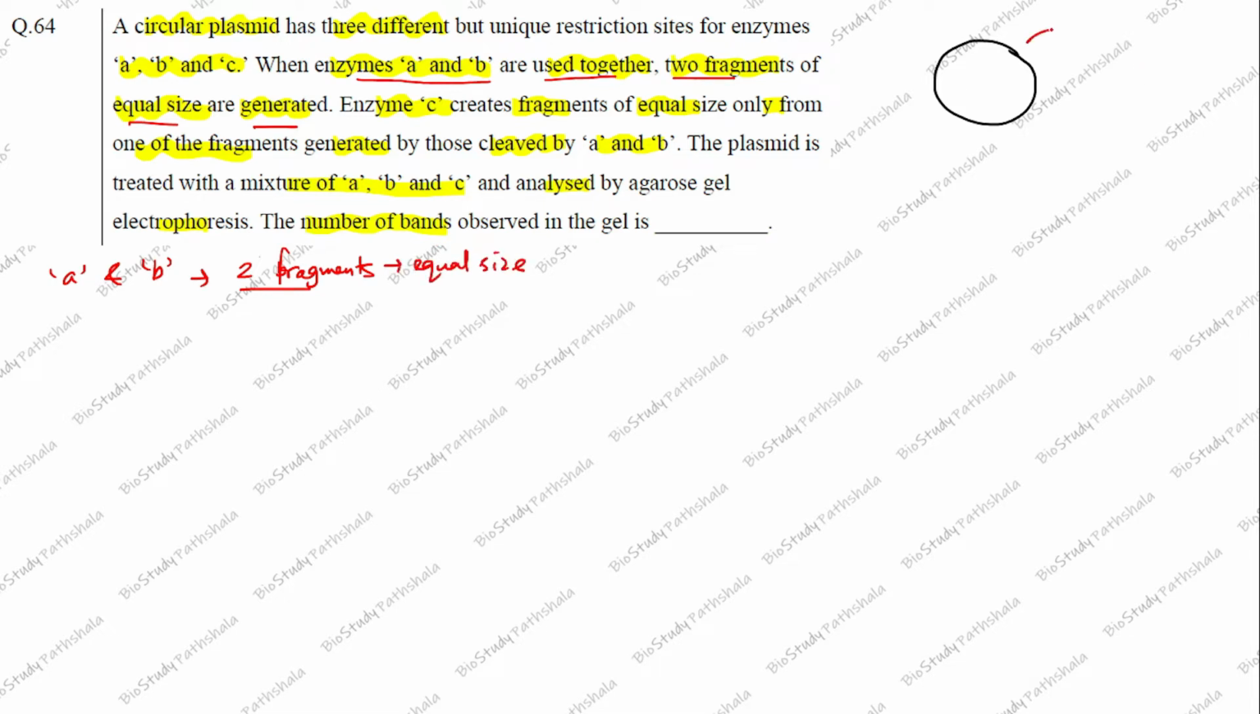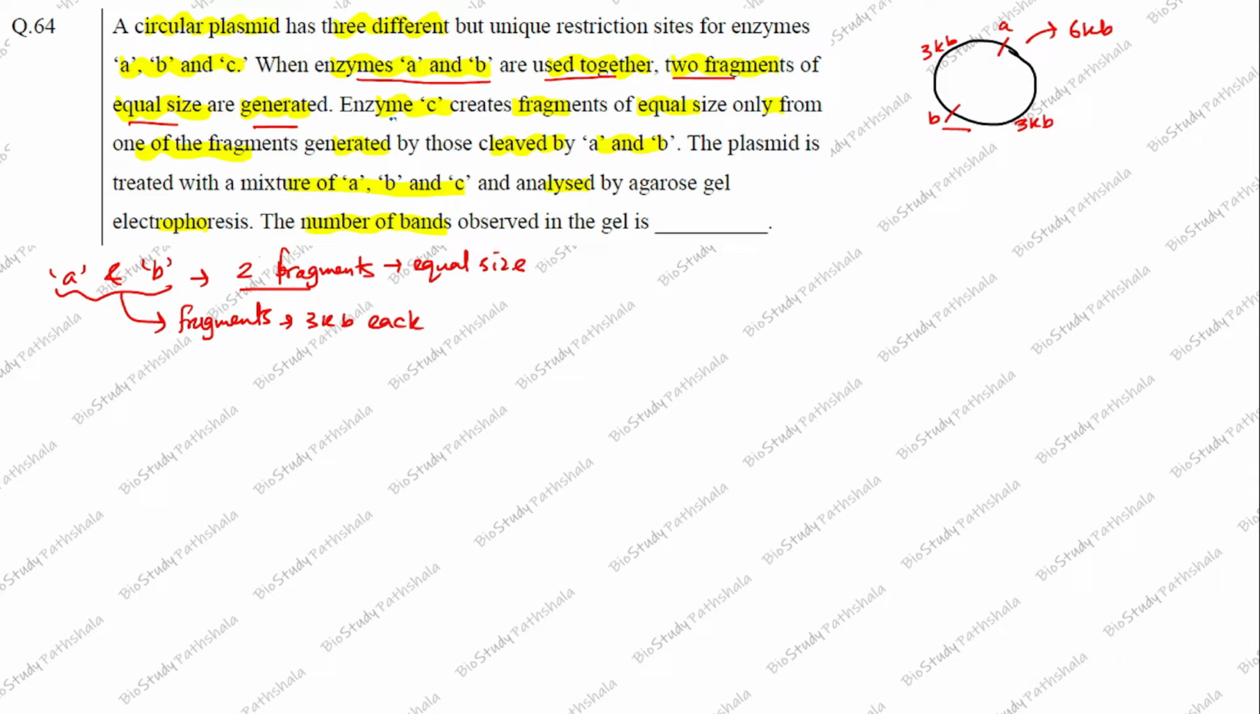So if we consider that 6 kilo base pair is the length of this particular plasmid, so after treating this particular plasmid with A and B, the fragments will be of 3 kilo base pair each. So for say A cuts here and B cuts here on this particular plasmid, and this side will be 3 kilo base pair and this side will be 3 kilo base pair.